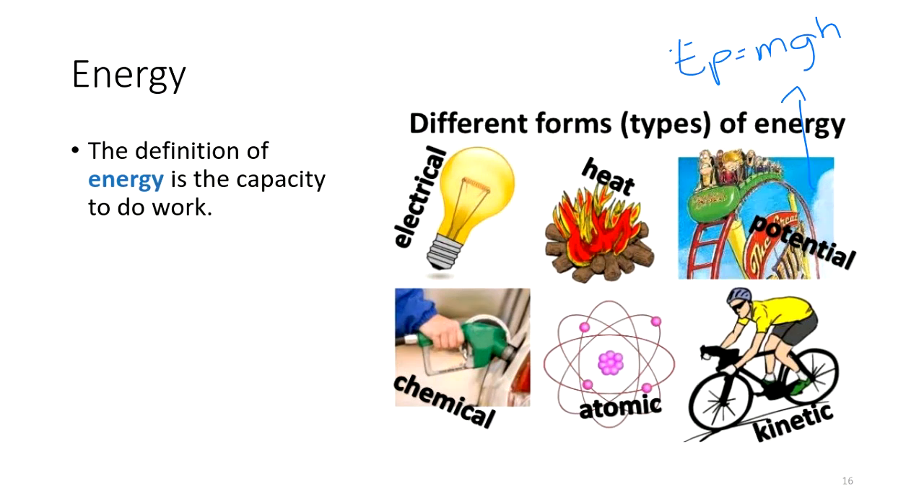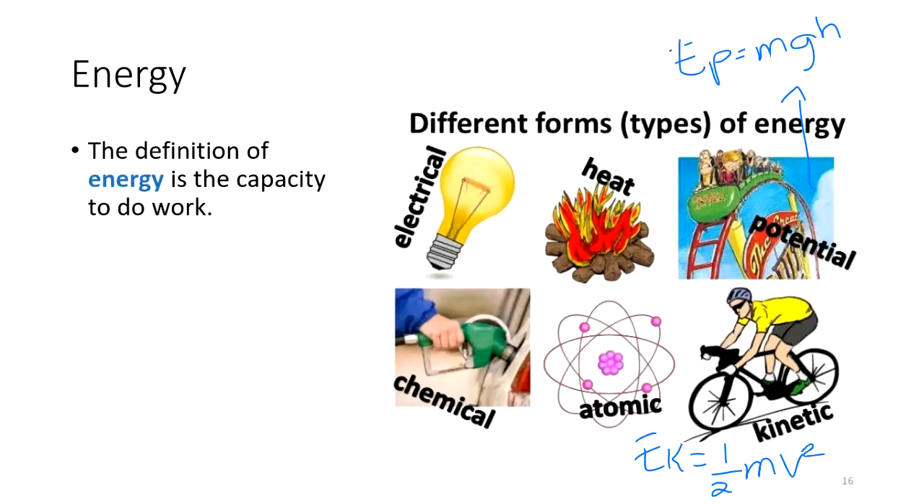We also have chemical energy, atomic energy, and, for example, kinetic energy. Kinetic energy, if you remember, is 1/2 of the mass times the speed squared, or the velocity squared. So potential energy is due to the altitude or the height, and kinetic energy is due to the speed.